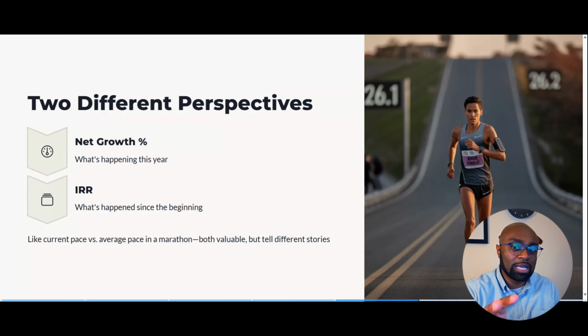So if I had to give a running analogy, I used to run track in college. I didn't do long distance, but close enough. If you're running a marathon, right, and you're taking a look at your current pace in a marathon versus your average pace over just 1 mile, both do tell you something meaningful. Both do tell you something useful. But the only difference is that together they give you the full picture. So it's not necessarily that they're competing with one another. It just tells you a more full story.